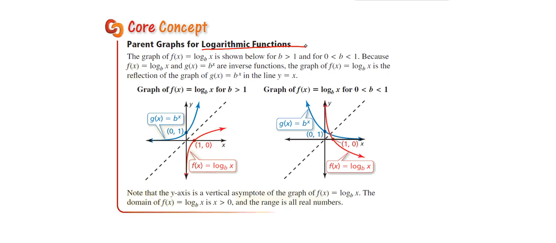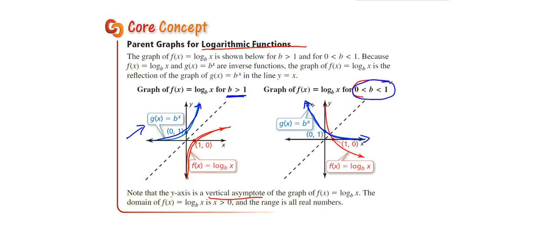So recall, if we're talking about this inverse graph g of x, where b is our base, when b is greater than 1, we had a growth graph. So as we think of that with an inverse, our log graphs are also going to be a growth graph, and our asymptote is going to be vertical. Well, as that b value is between 0 and 1, we get an exponential decline graph, a decay graph, for our inverse.